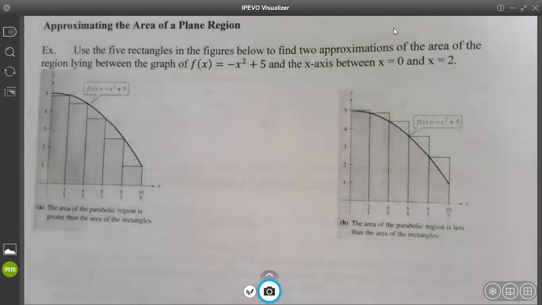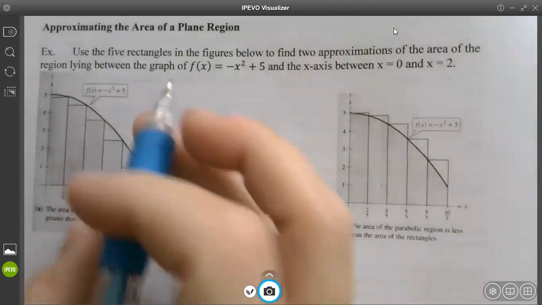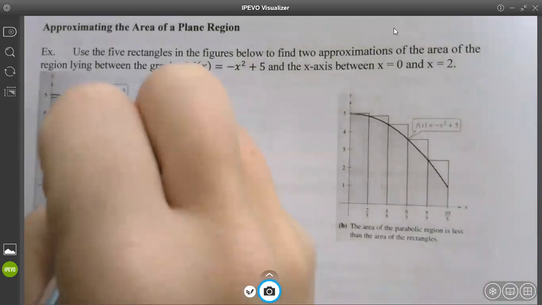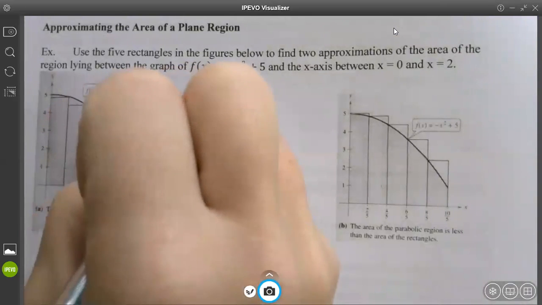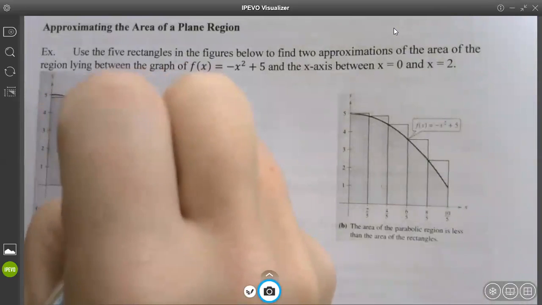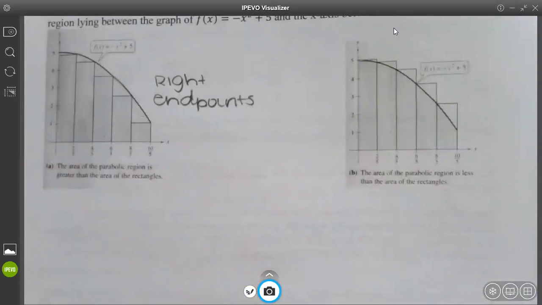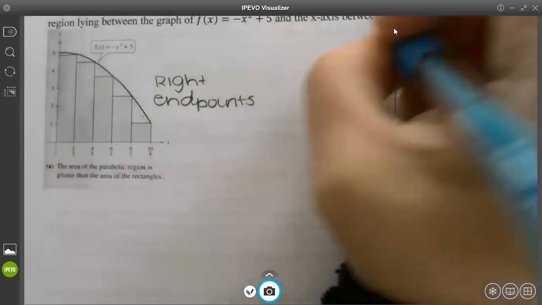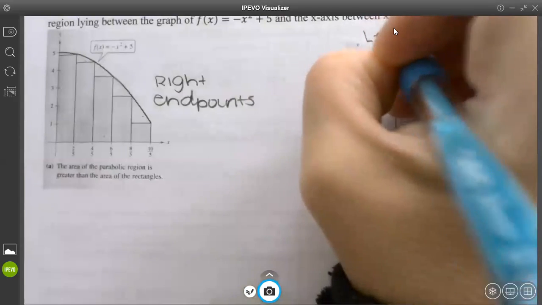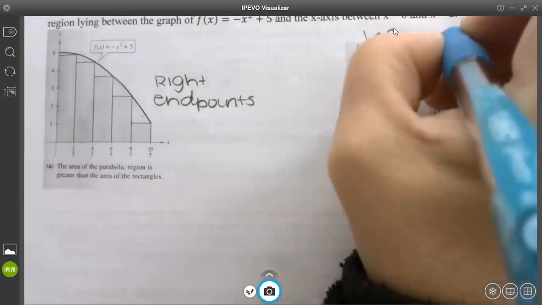Use the five rectangles in the figures below to find two approximations of the area of the region lying between the graph of f of x equals negative x squared plus 5 and the x-axis between 0 and 2. So it's already labeled that out for you guys. So this one is gonna use right endpoints. And you'll see that again soon. So this one's going to use right endpoints. This one is going to use left endpoints.